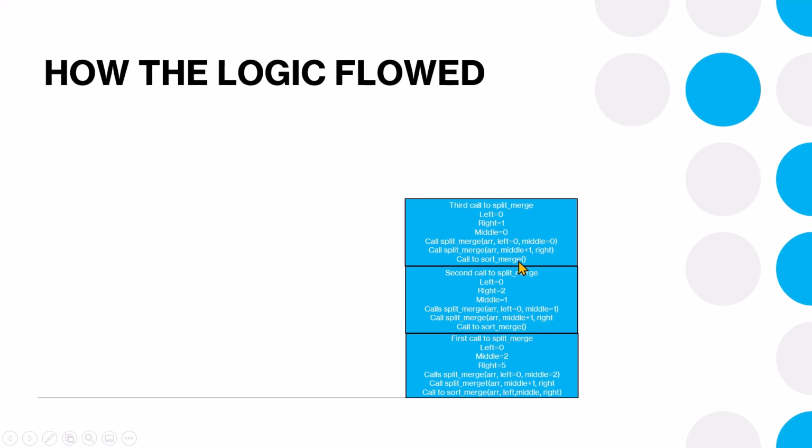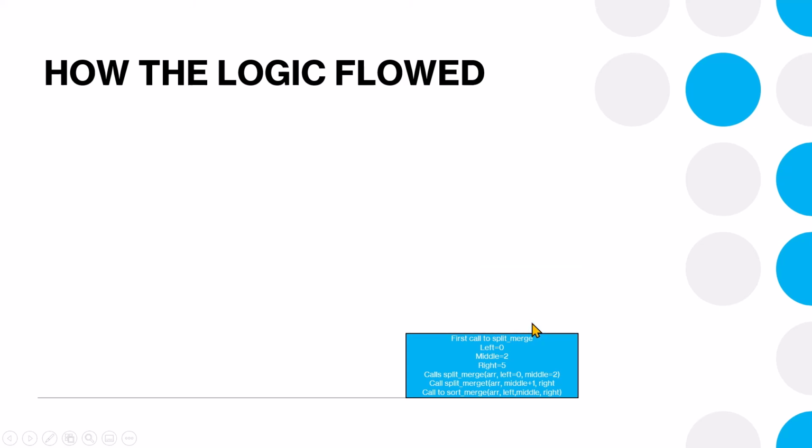Now after calling sort merge, we will exit this instance and we will come here, right, where we called split merge earlier. Now we call split merge with array, middle plus 1, which is 1 plus 1, 2, and right, which is also 2. Because they're equal, again nothing is done, and we come back to this point where we make a call to sort merge, right? After we make the call to sort merge, we exit this particular instance, which brings us back here, right?